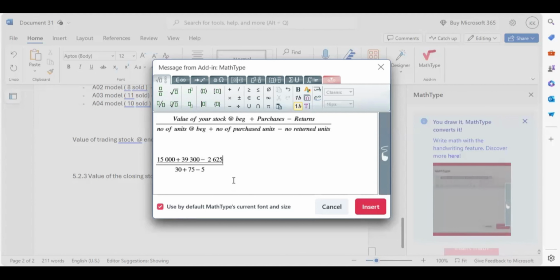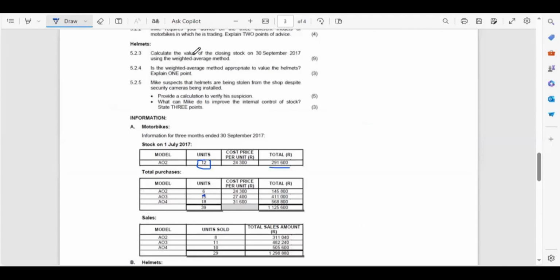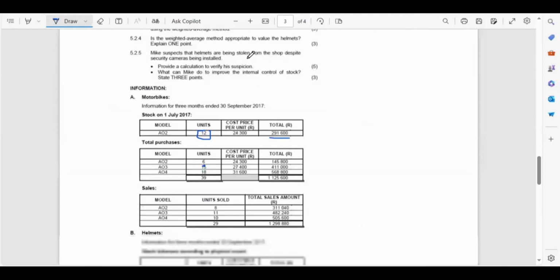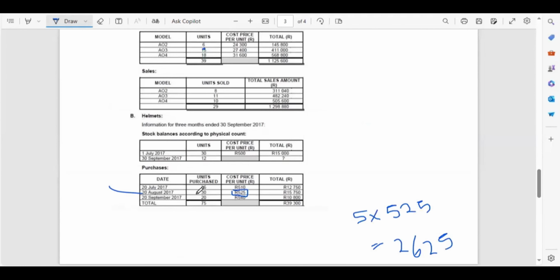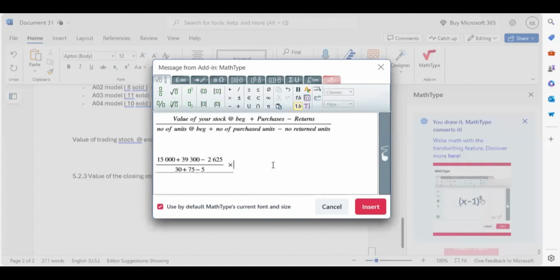2,625. Now I need to multiply this by my number of stock at the end to get the value of my stock. Now, this is my average price, right? This total right over here is for my average price. Now, I need to multiply that average price by my number of stock at the end. Because why? I am asked to calculate the value of my closing stock at the end, right? Now, how many units of helmets do I have at the end of the year? I have 12 units, right? So I'm going to multiply this by 12.